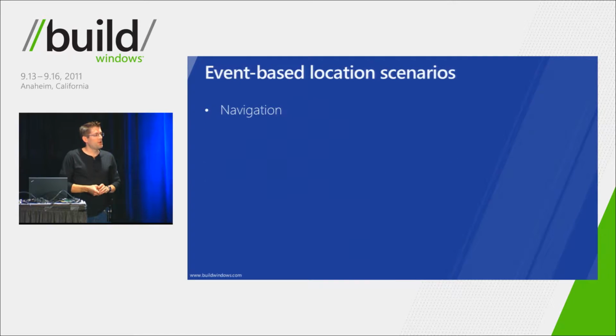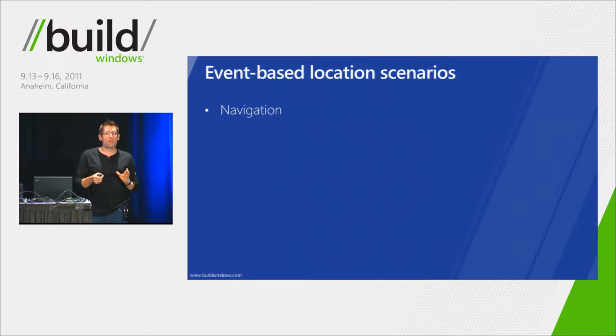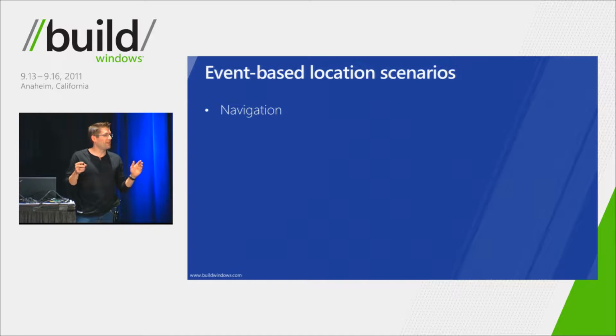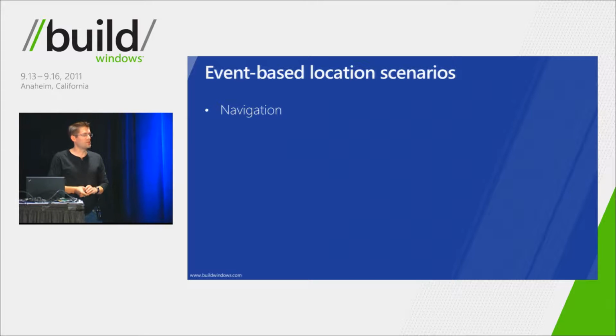On the flip side, we have event-based location scenarios. And these are the kind of scenarios where you're going to need finer-grained control over the user's location. You might need more accurate information, and you also need to respond to the user's movement. So the first scenario that comes to my mind is a navigation application where we're going to need to be continuously recentering the map view based on the user's movement, and we might need to snap them to streets, provide turn-by-turn directions, things of that nature. So this is an example of the most demanding type of application for location.